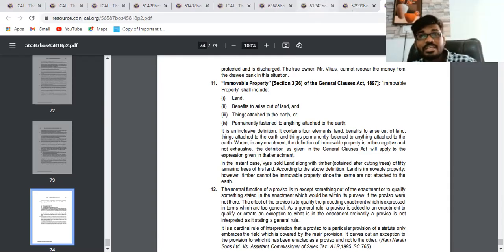Like that, these are the general functions related to the General Clauses Act. Very, very easy for examination purposes. These are the general functions.